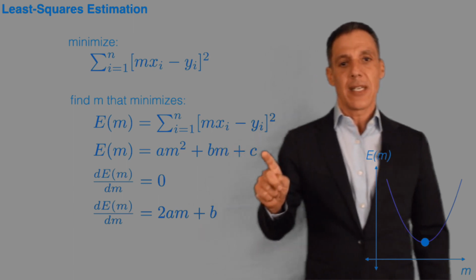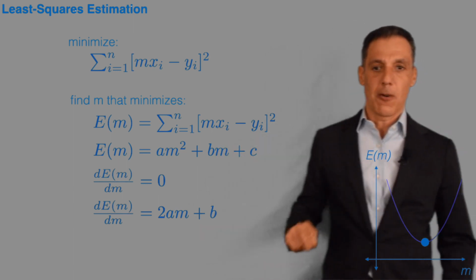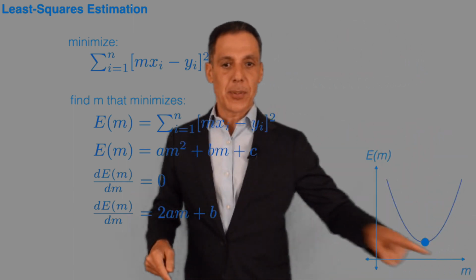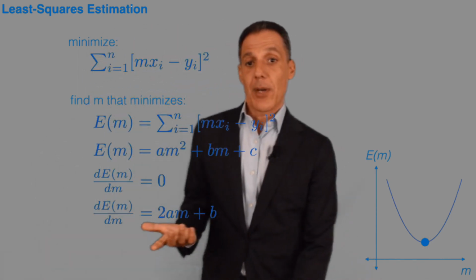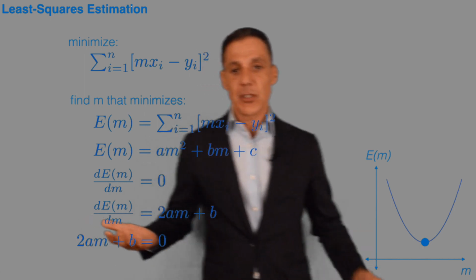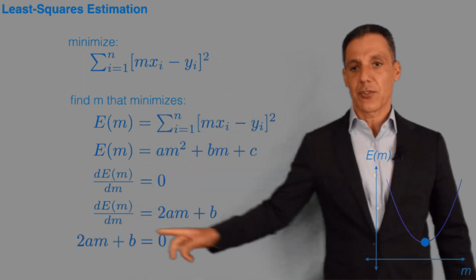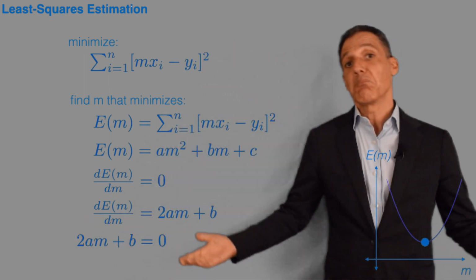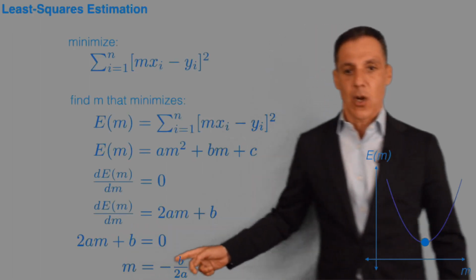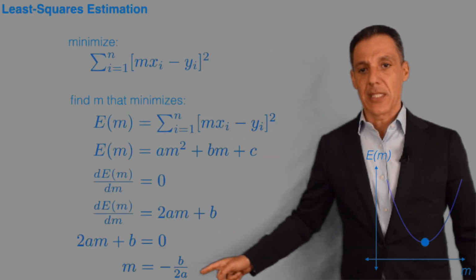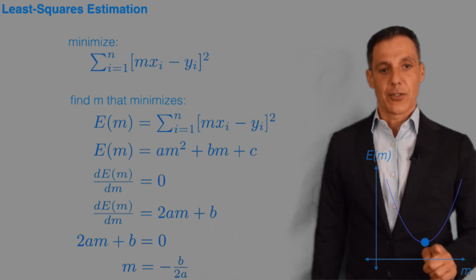So that's just b, and the derivative of a constant is 0. So the derivative of a parabola is 2am plus b. And what do I want to do now? Well, just set that equal to 0. So set 2am plus b equal to 0, and what do you do now? Solve for m. Well, we know how to solve for m. That's actually trivial. So m is equal to minus b over 2a, and there's your answer.